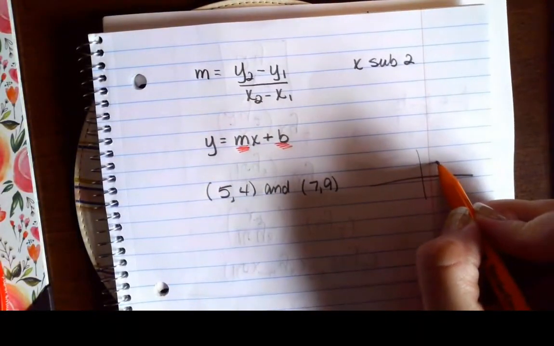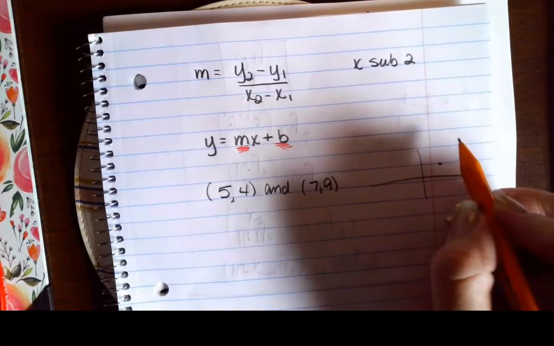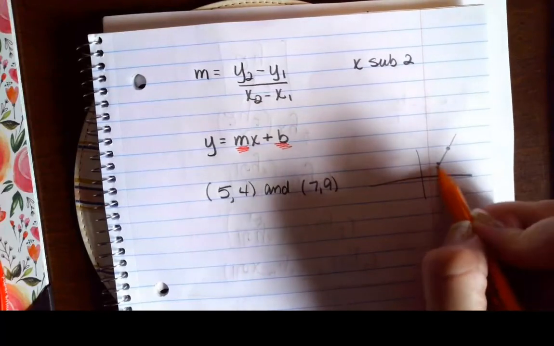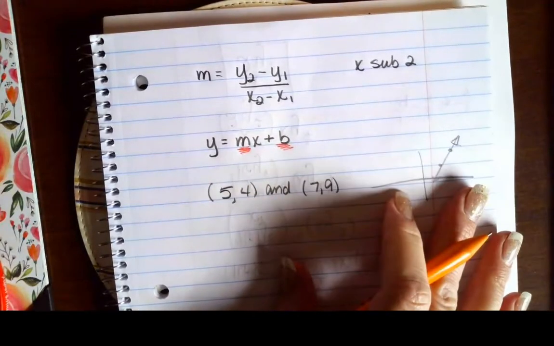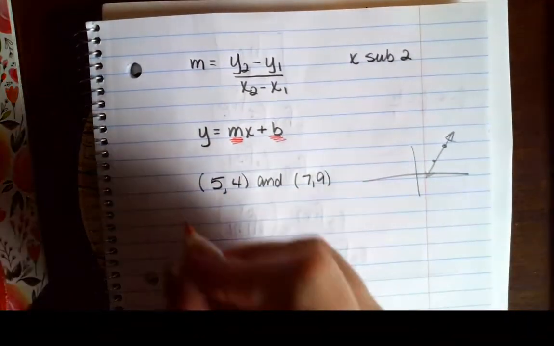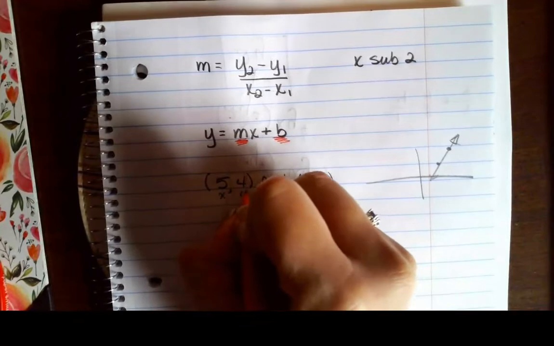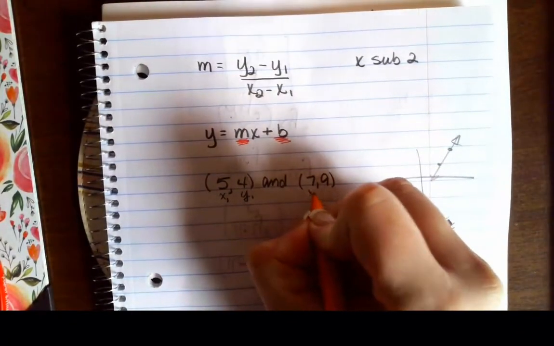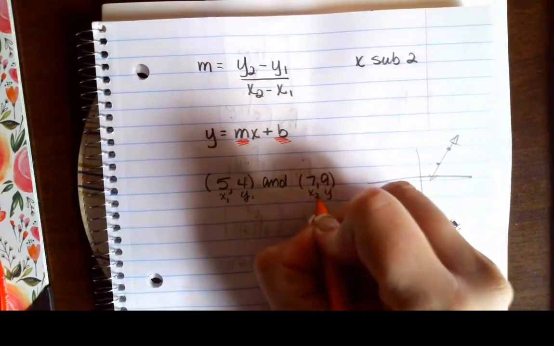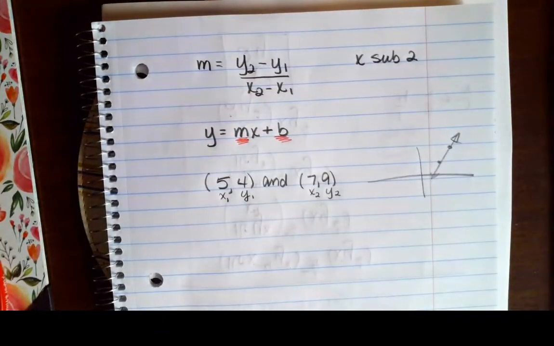So if I plot 5, 4, and if I plot 7, 9, I'm going to have some sort of a diagonal line there. And that's just an extremely rough sketch. That is not perfect by any means. But here's an XY coordinate, and that's the first set that I wrote down. Here's an XY coordinate, and that's the second set that I wrote down.